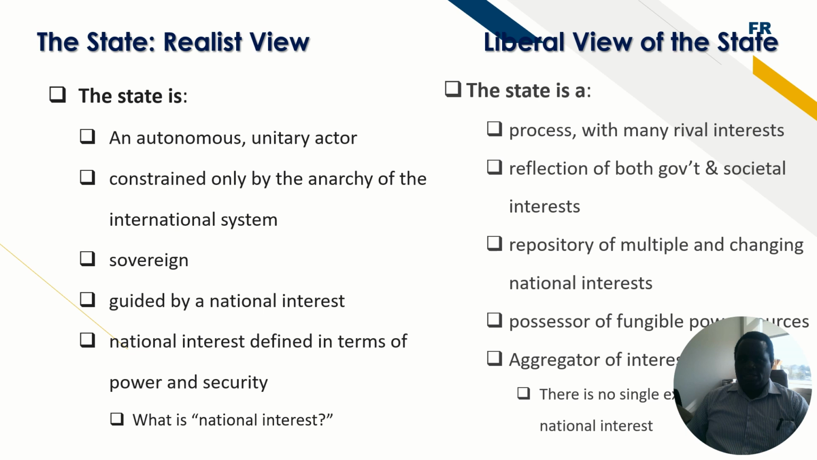While the liberal view is that the state is a process with many rival interests. So think of interest groups, governmental and societal interests, and so it is often seen as a repository of multiple and changing national interests. It has fungible power, but more importantly, it's an aggregator of interests, and so there's not one single national interest. It's almost like all these interests amongst the members who live within the state are aggregated to create the state.